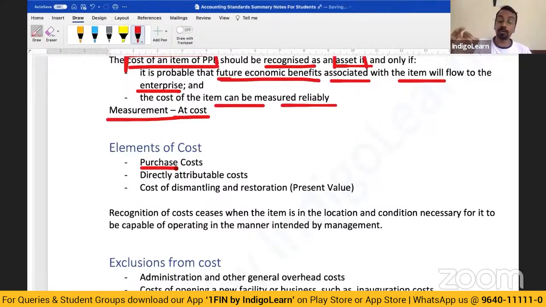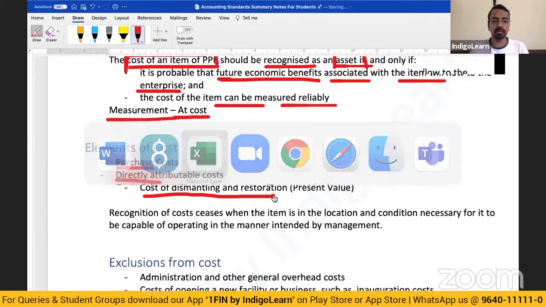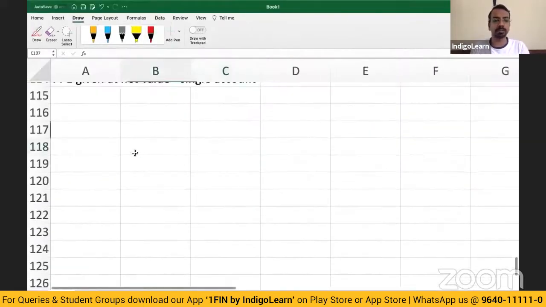Please note, you have to see what was the initial intention. Initial intention was factory location A, let us say city of Mumbai. Done. Next day management says from Mumbai, please take it to Delhi. Then that cost of transportation is not a cost of PPE. So if it is in the condition and location intended by the management, till that extent you will capitalize the cost. So you'll have purchase cost, any directly attributable cost, and cost of dismantling and restoration at present value. Now here I'll just explain you in slightly more detail what that means.